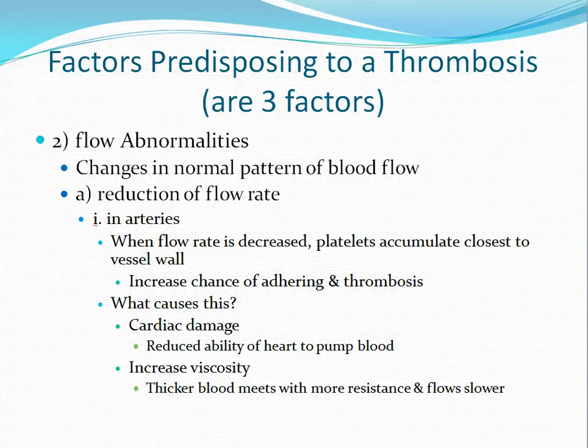What can cause an increase in viscosity? Most commonly, it is due to an increased number of formed elements. For example, in leukemia, you would see an increased number of white blood cells. It could also be the result of dehydration. A person who is dehydrated has less plasma volume or water volume in the blood. This will increase the relative number of cells compared to the amount of water and make the blood more viscous.